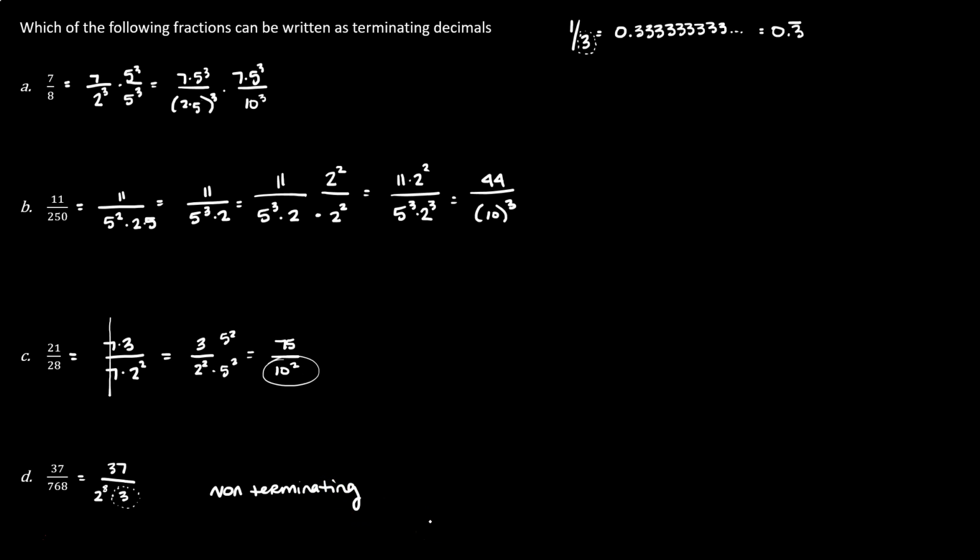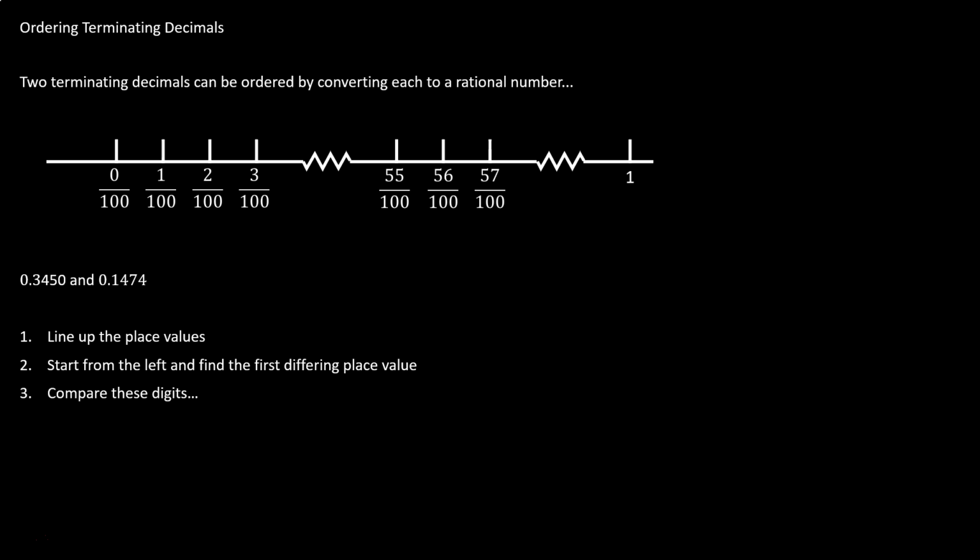And in short, the way that we figured that out was by factoring the numerator and denominator completely, simplifying the fraction as far as we can, and then looking to see if there are any prime factors that are not a 2 and are not a 5. 2 and 5 are fine. You can have only 2s, you can have only 5s, you can have a combination of 2s and 5s, but nobody else. The last thing to talk about in this section is how to order these terminating decimals.